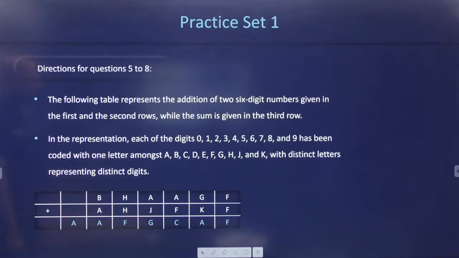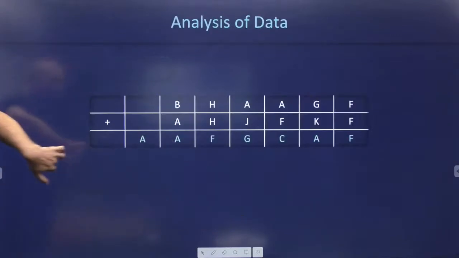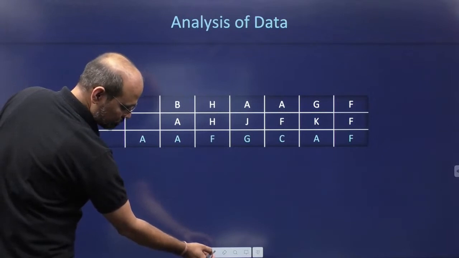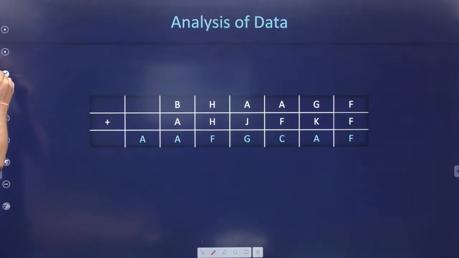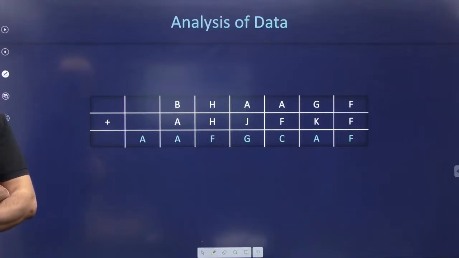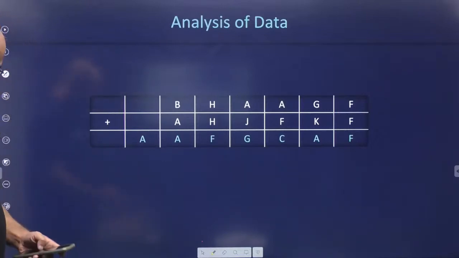So I'll give you guys a couple of minutes to solve this. This is what we have in front of you. Go ahead, try. I'll be using a yellow color. So which letter represents which digit? Just 2 minutes, everyone. Just 2 minutes.